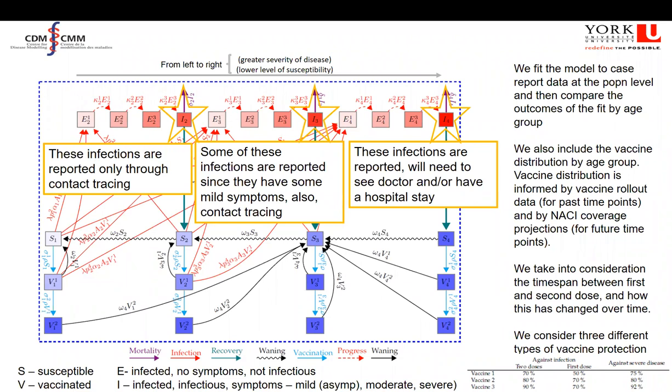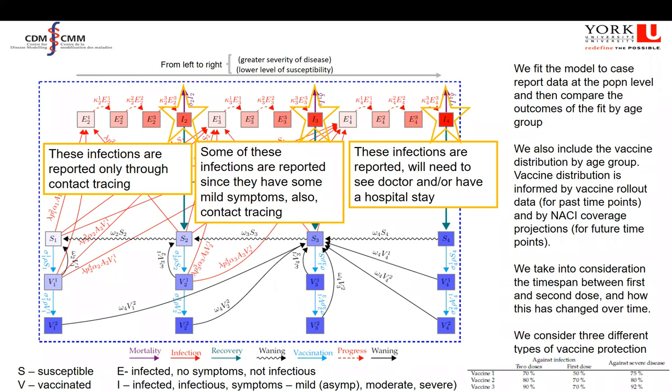And we can fit this mathematical model to case report data, where we assume that maybe all of I4s will be in the case report data, and some fraction of I3 and some smaller fraction of I2, and we do a sensitivity analysis on that to look at what the fits look like to the population case report data over time.